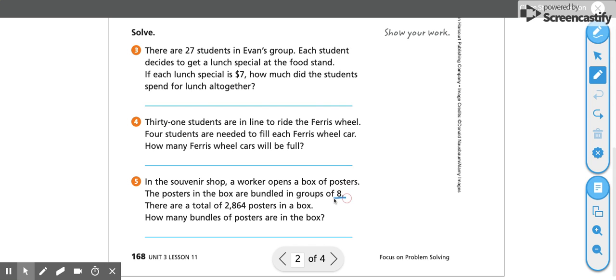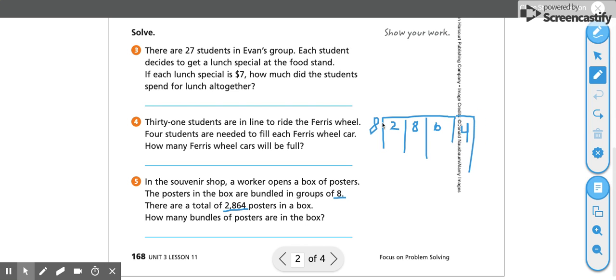So I have groups of 8. I know there's a total of 2,864, and we want to divide those to figure out how many bundles are in the box. So 8 is going to go on the outside here. Just going to make my box here. And we've got 2,864. We're going to have to add a little box on the end there.